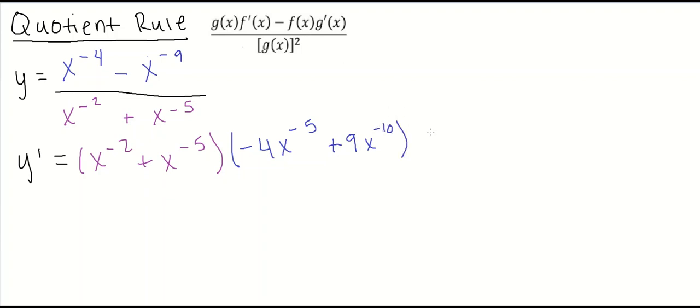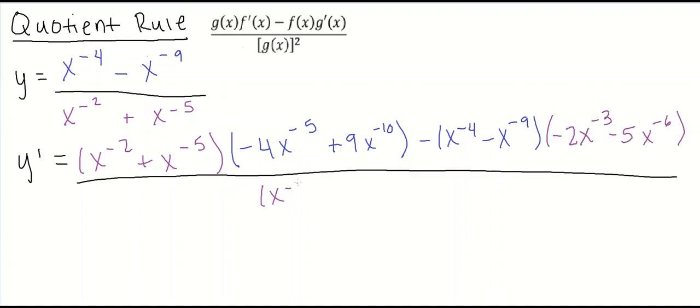And now we need to subtract the top function just rewritten. So we'll have x to the negative 4 minus x to the negative 9. And now this is going to get multiplied by the derivative of the bottom piece. So the derivative of x to the negative 2 is going to be negative 2x to the negative 3. And then the derivative of x to the negative 5 is going to be negative 5x to the negative 6. So that right there is the entire numerator of our derivative.